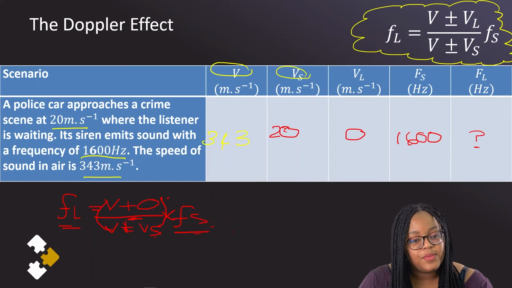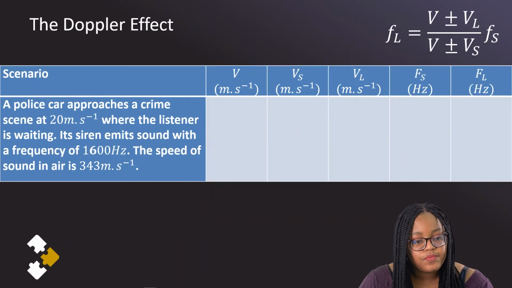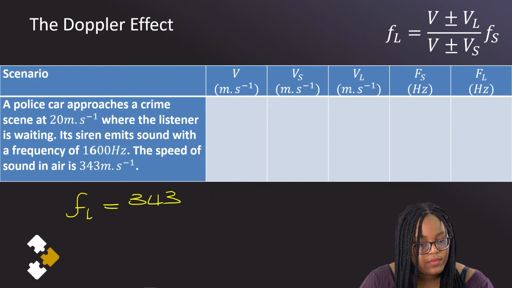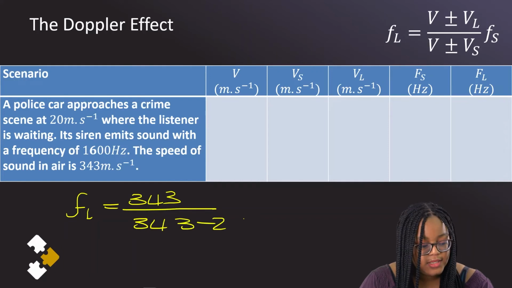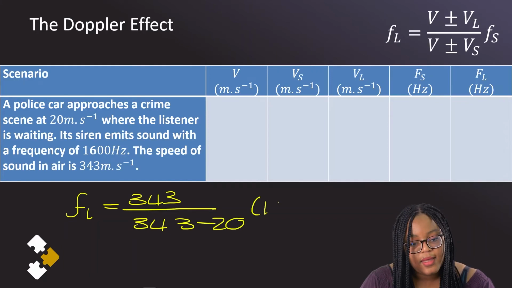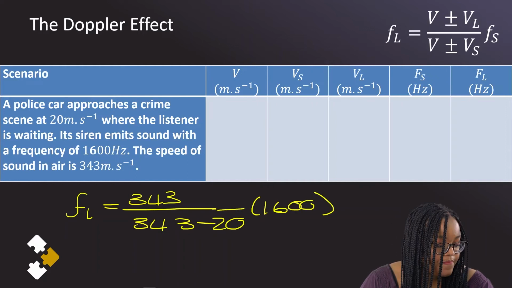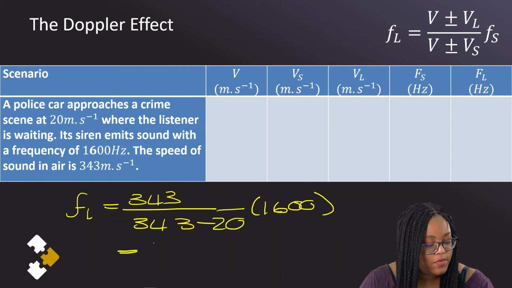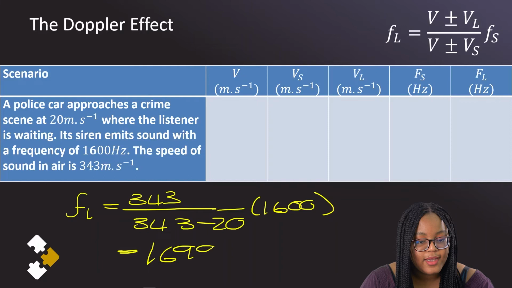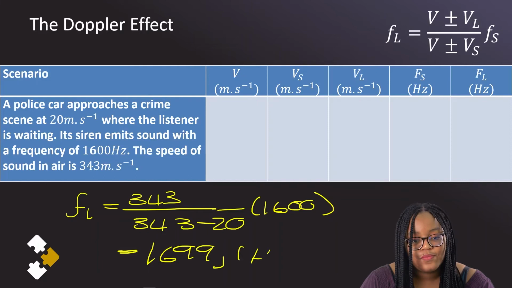Plugging our values into this formula, we are going to get FL is equal to 343 over 343 minus 20, multiplied by 1,600. Okay. And that's going to give us a final answer of 1699.1 Hertz.